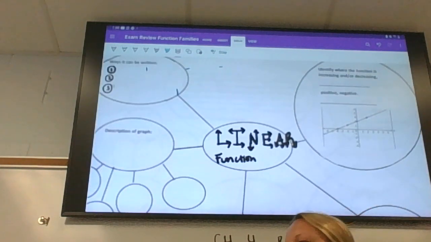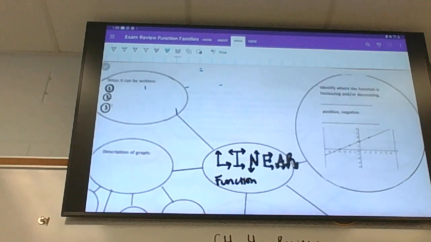Alright, so I just took all that time to hand that out. What forms of linear equations are on your paper? Slope intercept. Stop whatever you're doing. Slope intercept.